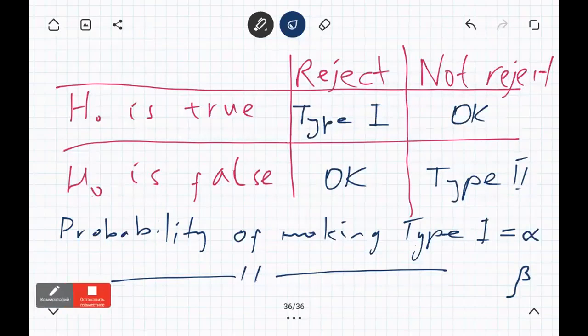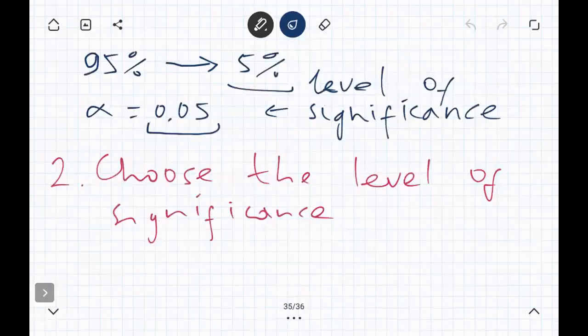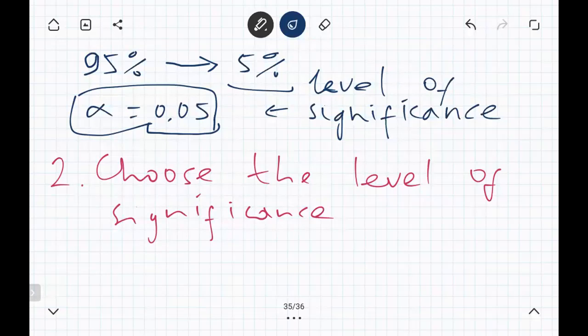So our step 2 is choosing that level of significance. And we will choose 5% for the sake of example. In fact, it's totally up to you. If you want to be more sure, you can choose a lower level of significance, 2%, 1%, and so on. Or you can choose a higher level of significance, like 10%. So the smaller your significance level, the more sure you can be in your results.